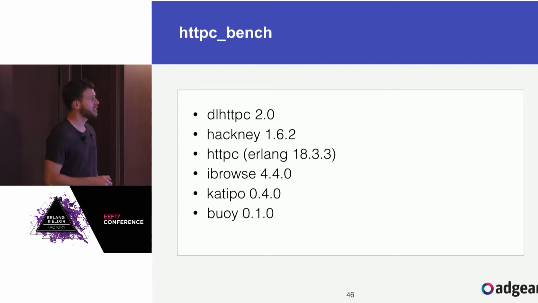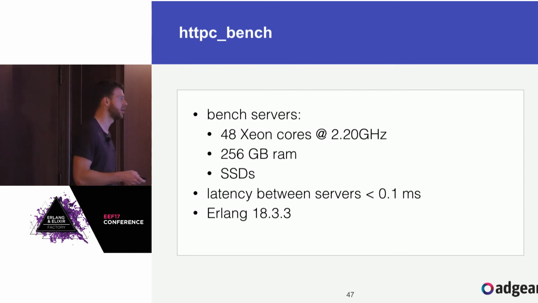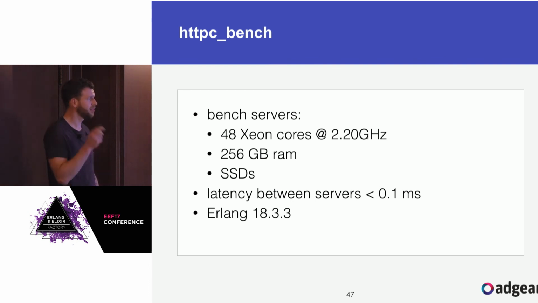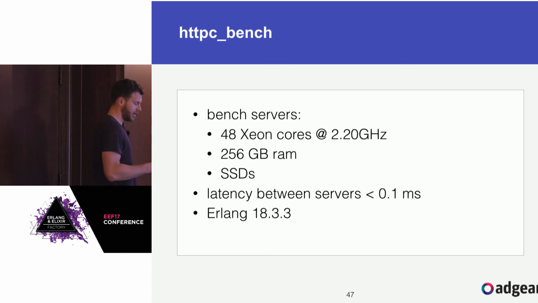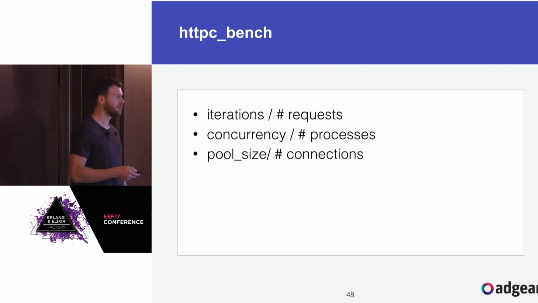The clients I benchmarked this year were dihttpc2, Hackney 1.6.2, httpc, which is the Erlang client, Ibrowse, Katipo, and Buoy. For the bench servers, I use two of our prod servers that are not in rotation yet. There are 48 Xeon cores, 256 gigs of RAM, SSDs, and the latency between the servers is under 0.1 ms. And I realized this morning it was running Erlang 18.3 and not 19. I'll rerun the benchmarks to see if it makes a difference, but hopefully it doesn't.